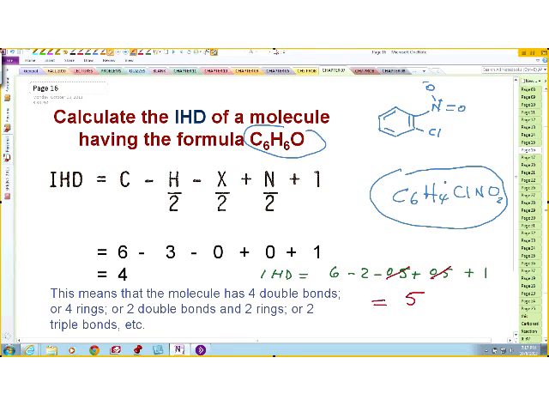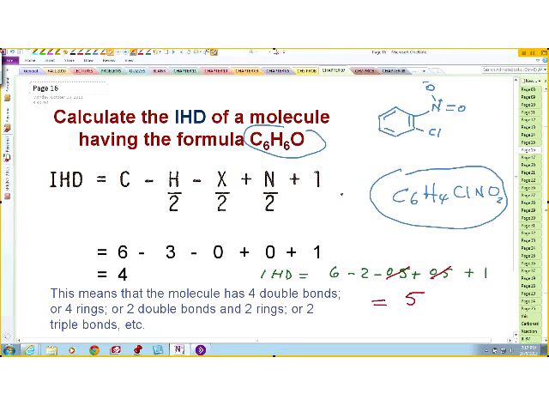When I made up this problem here, I'll use this here. It could be some other molecule, but what I'm saying is it is consistent with this molecule. If you look at this molecule here, the ring is 1 IHD, right? And each double bond is 1 IHD, so that is 4. And then the nitrogen-oxygen double bond is another IHD, and that is 5. And that's how you got 5 right here.